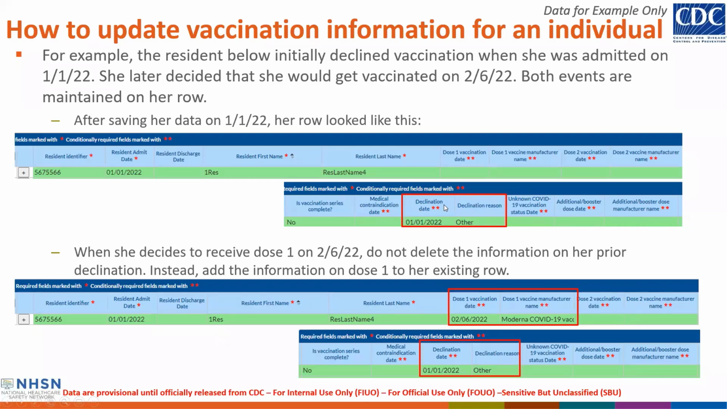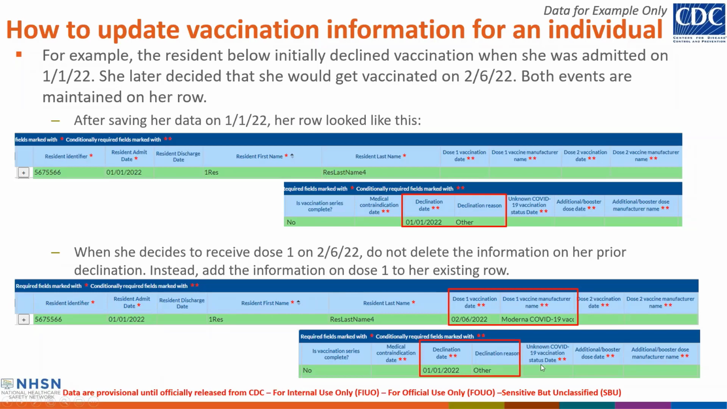And for the declined date field, you will also enter reason for declination, which really just gives you the opportunity to record a religious exemption for healthcare workers. So in this case, we might not know why she declined, or she said, I just don't want to. So that would just be declined reason equals other. And then a month goes by or so, and she decides to receive vaccination on 2/6.